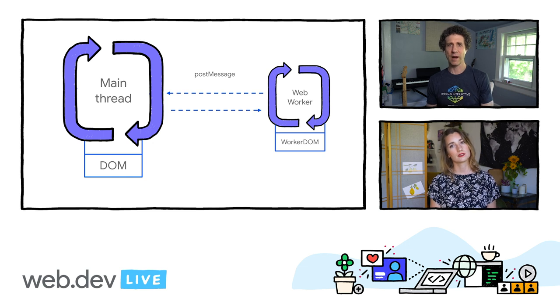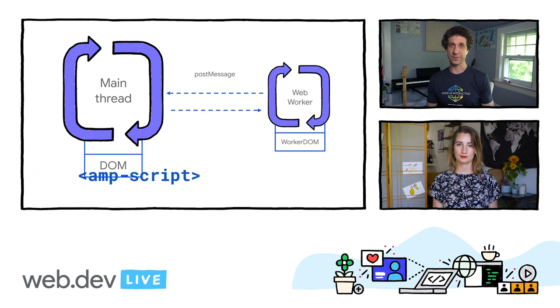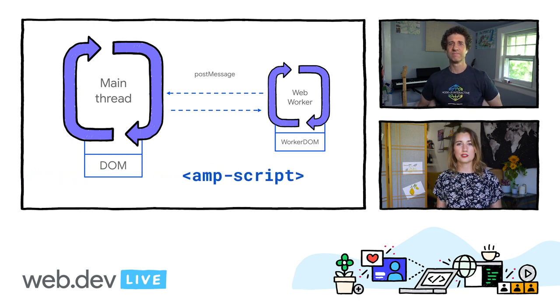You can import worker DOM into your own project, but worker DOM is super useful for AMP, since it provides a way to run JavaScript in a sandbox where it can't run rampant and break AMP's performance guarantees. AMP encapsulates worker DOM in a component called AMP script. This is a little abstract. Can you show me some code? Code, I understand. Okay, fine.